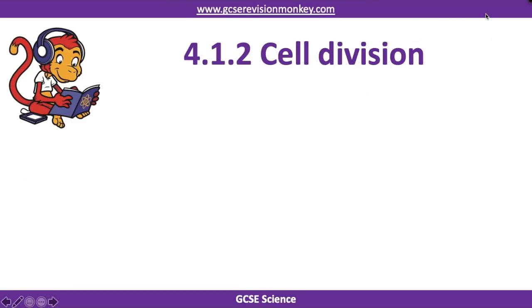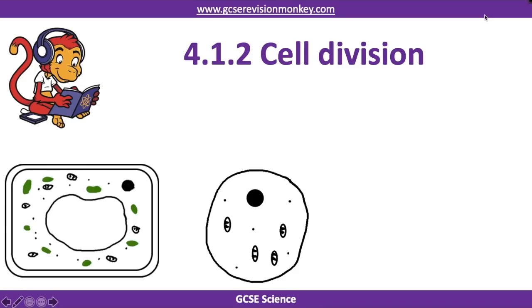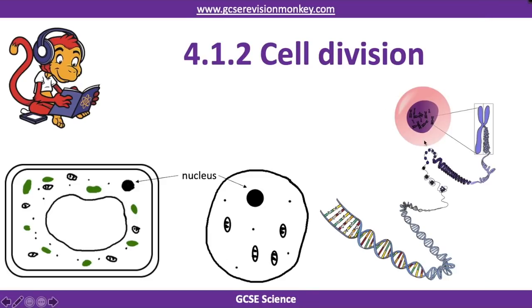So in this topic of cell division, we need to know a little bit about chromosomes. So plant cells and animal cells both have a nucleus. And if we zoom into a nucleus here, the nucleus of a cell contains chromosomes. And the chromosomes themselves, if they're unravelled, will show this really long DNA molecule. So the chromosomes are within the nucleus, and the chromosomes are made up of a DNA molecule.